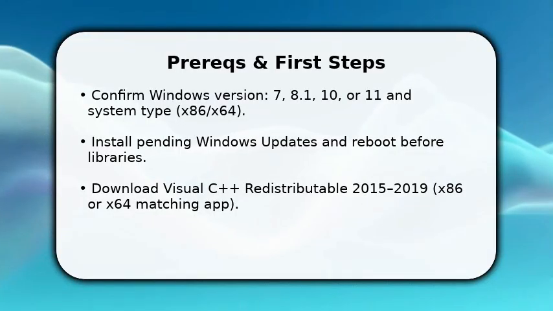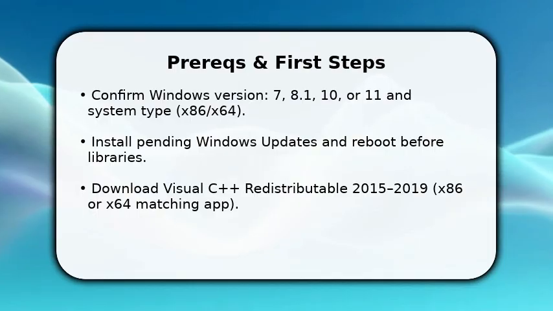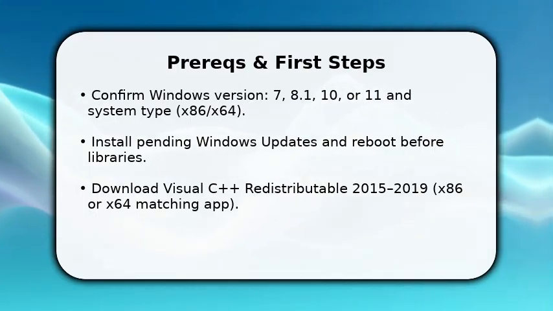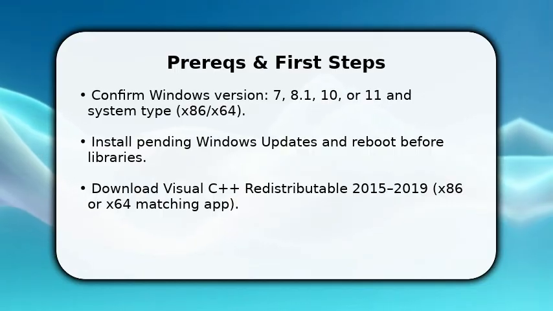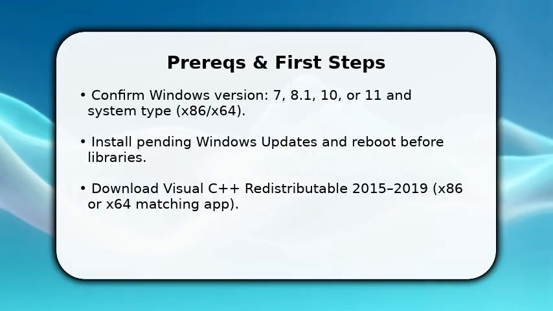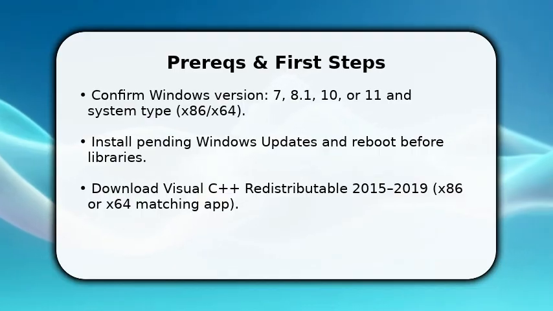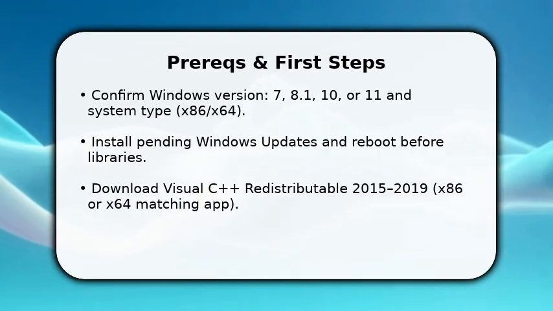You start by verifying the basics. Check your Windows edition and whether the app is 32-bit or 64-bit, because you must match the redistributable. Once you've installed all pending Windows updates and rebooted, download the Visual C++ redistributable 2015-2019 package that fits your system.